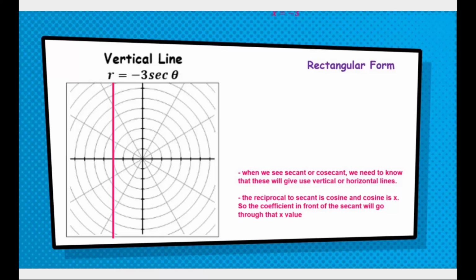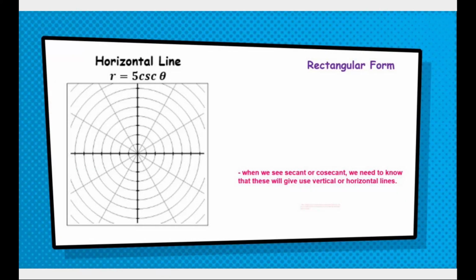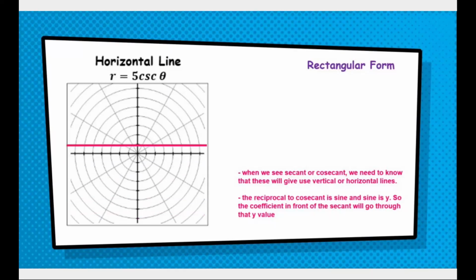What would that look like in rectangular form? That's going through x equals -3. So rectangular form is just using x and y instead of r and theta. So that's what our equation would be, x equals -3. Cosecant is the reciprocal of sine, which has to do with y. So similarly, if secant was going through an x value, cosecant is going to go through a y value. And our 5 is positive, so we're going to go up 5, and we're going to draw a line through the y value of 5. And then our equation is just y equals 5.